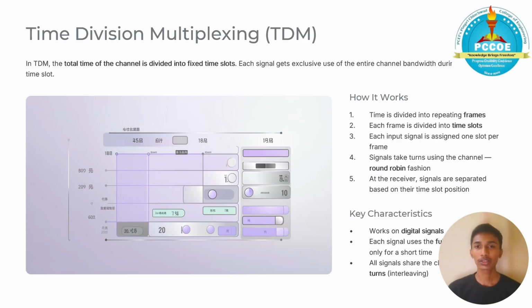Each signal gets to use the full bandwidth of the channel, but only for a short fixed duration, its time slot. Think of it like a round robin turn system. Everyone gets a fair turn, one at a time. The key difference from FDM is that in TDM, signals take turns using the channel. In FDM, they go simultaneously on different frequencies.